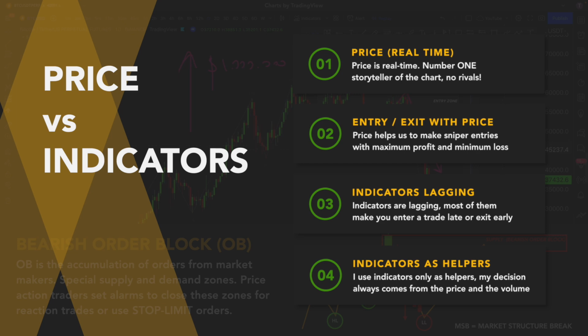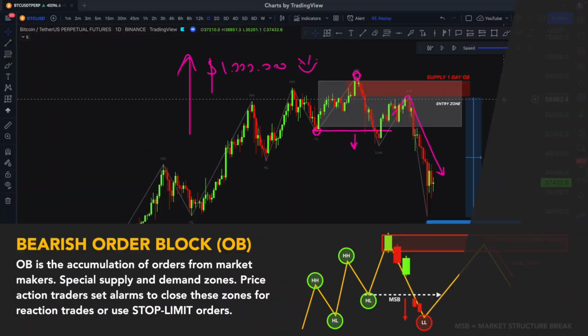4. Indicators could be great helpers for your decisions. I use indicators only as helpers. My main decision always comes from the price and the volume.